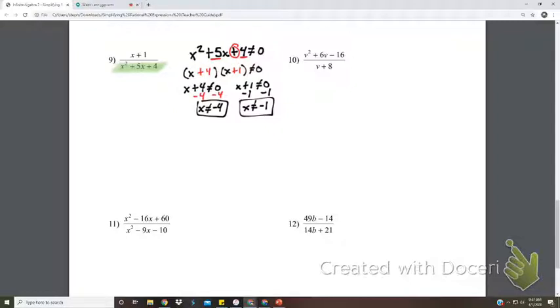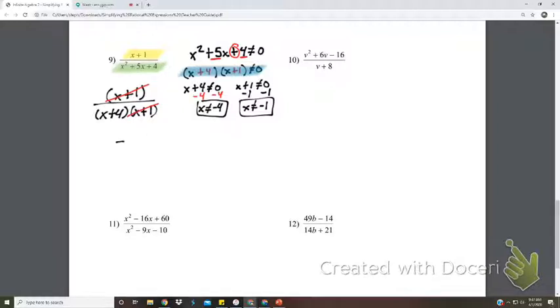Now, on number 9, the numerator does not need to be factored. There's no factors of x and 1. So I'm going to go ahead and leave that the same, x plus 1. In the denominator, we already factored that to x plus 4 times x plus 1. And this time I see an actual expression that's exactly the same on the top and the bottom. I see x plus 1 at the top and bottom.